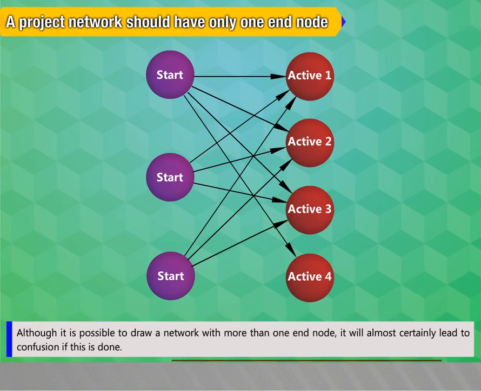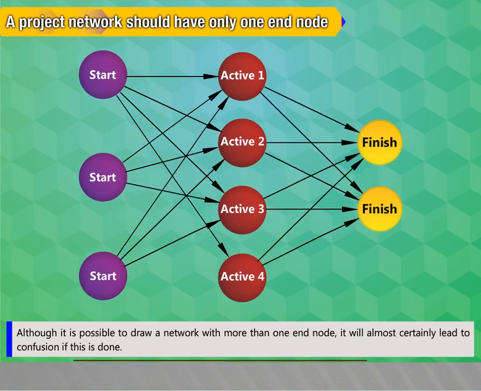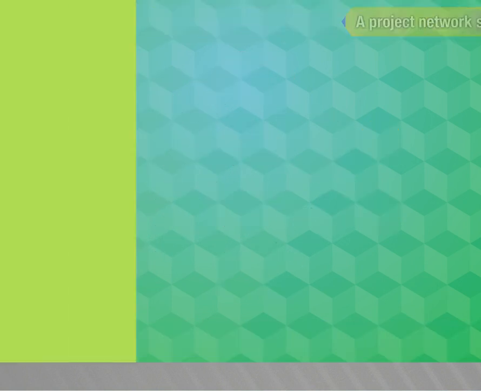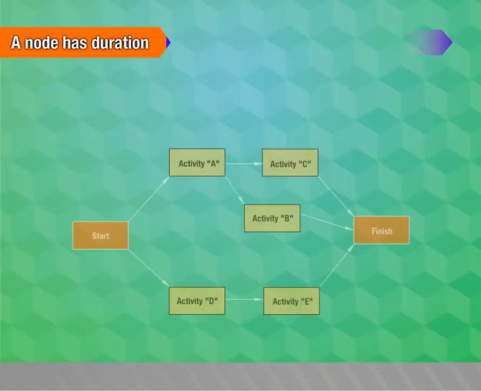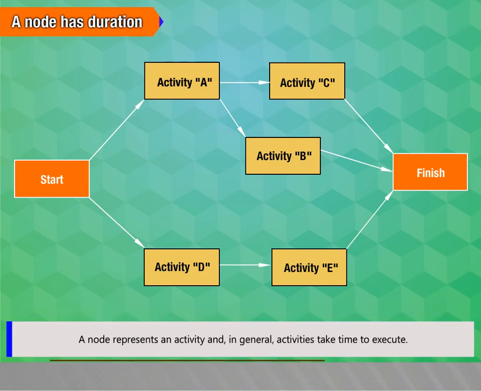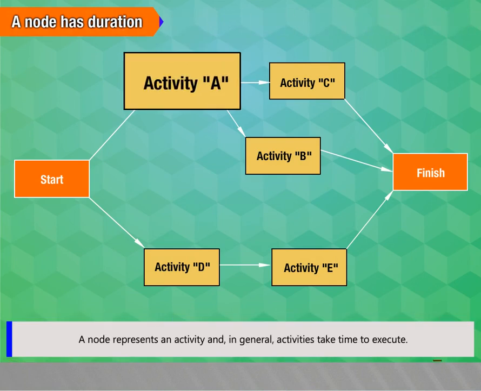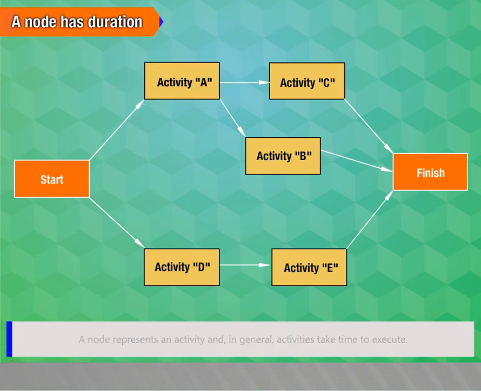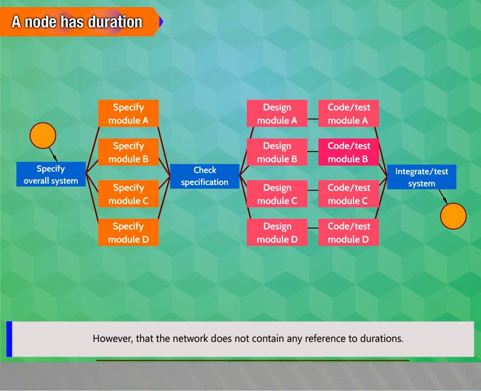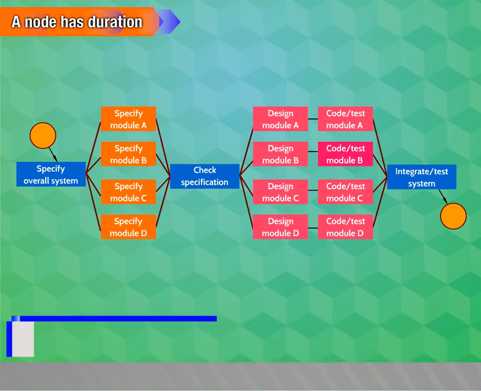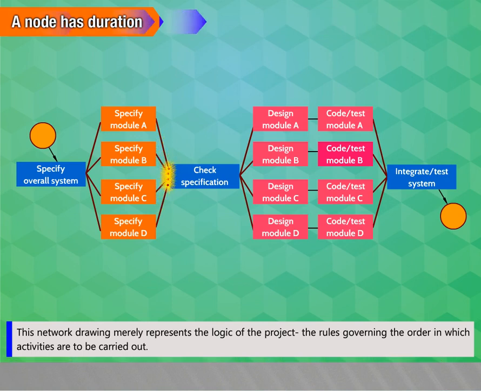Although it is possible to draw a network with more than one end node, it will almost certainly lead to confusion if this is done. A node has duration. A node represents an activity, and in general, activities take time to execute. However, note that the network does not contain any reference to durations. This network drawing merely represents the logic of the project, the rules governing the order in which activities ought to be carried out.